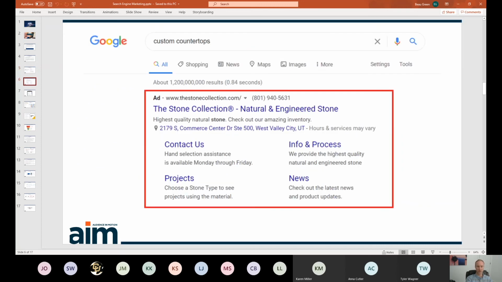This is an example of one of our clients and some other features that appear in a Google ad. You can see that below the ad, there are different links that go to different pages of the website, and we manually create these for the ads. You can also show the address of the location in the ad, as well as the phone number. So Google Ads give you a lot of room to communicate about your client's business.